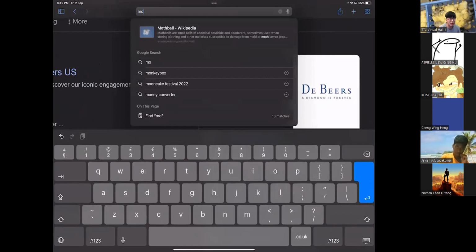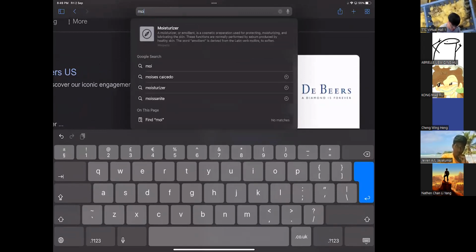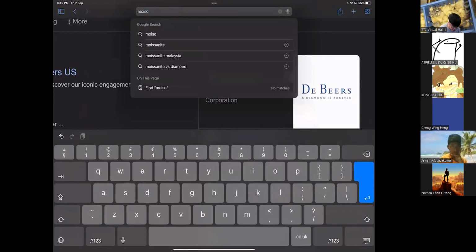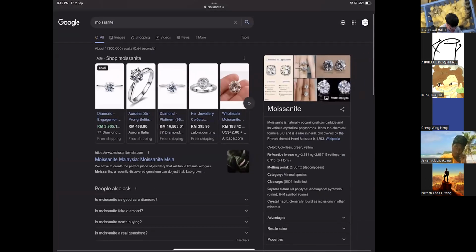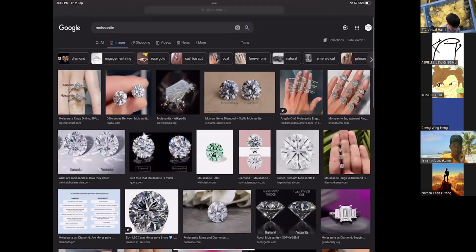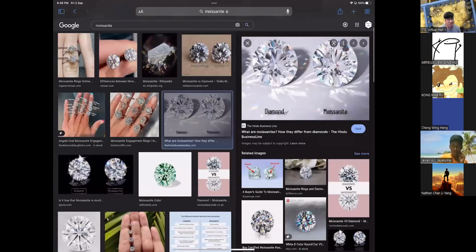Do you know they can grow diamond in a human way already? It's called moissanite. This is man-made diamond. What's the difference between diamond and moissanite? Can you tell the difference? No. They are 99.9% the same, but the price is very different. Moissanite is 90% cheaper. As in if your diamond is 10,000, moissanite is 1,000.